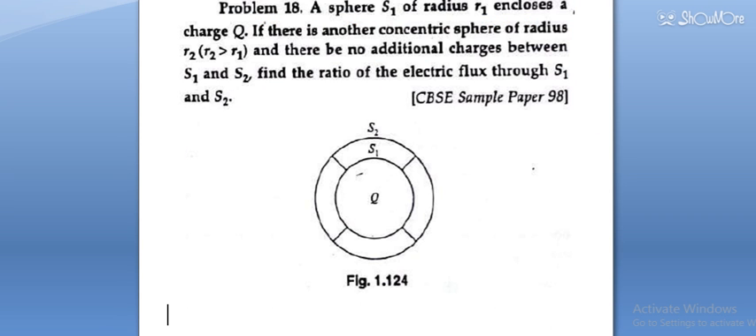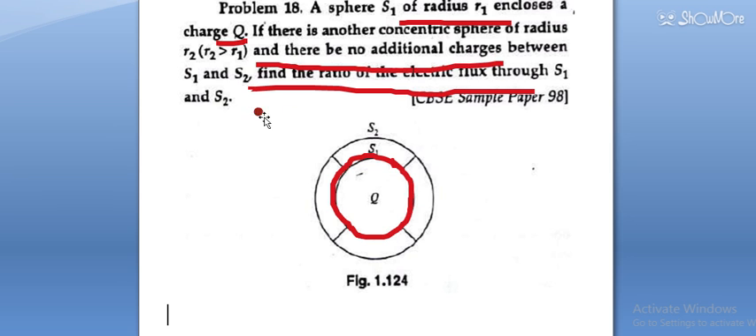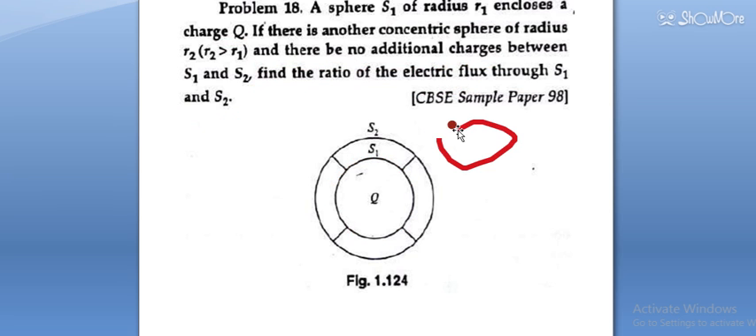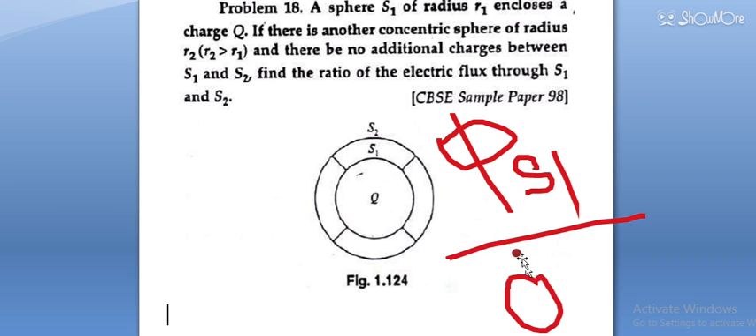So students, see the question. A sphere S1 of radius R1 encloses charge Q. If there is another concentric sphere S2 of radius R2 greater than R1, with no additional charge between S1 and S2, find the electric flux through S1 and S2. So students, this question you can do. You have to find the ratio of the flux through S1 to the flux through S2.